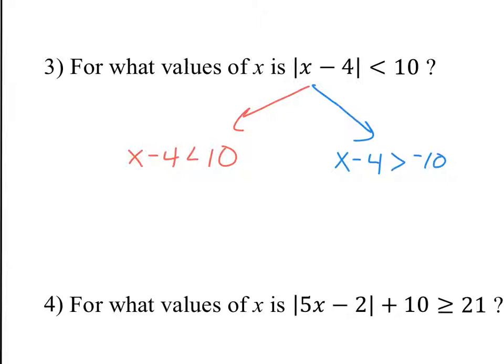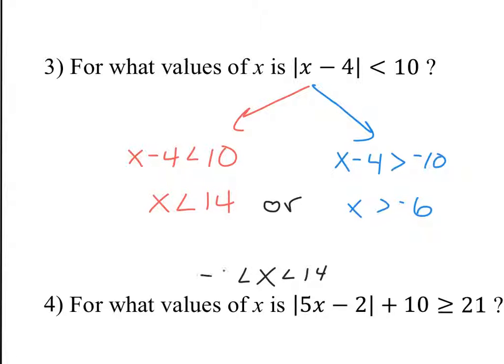So now we're going to have x minus 4 is greater than negative 10. You solve each of these little fellas. Remember that if you multiply or divide both sides by a negative number, then it's going to change the direction of the inequality sign. So now we're saying our answer is x is less than 14 or x is bigger than negative 6. And to write that in a compound inequality, it would look like this.